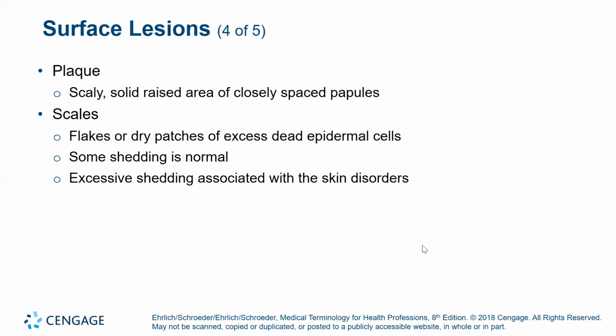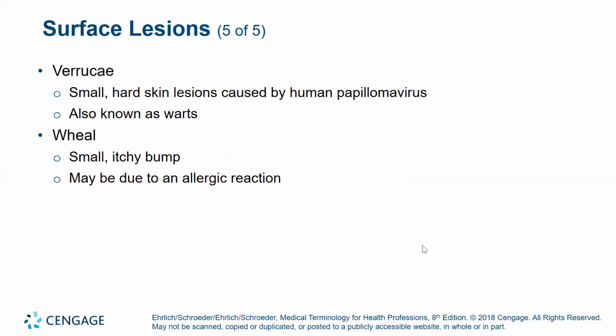Scales, this would be such as psoriasis. This is where flakes or dry patches of excessive dead epidermal cells. So excessive shedding associated with the skin disorder, like I say, such as psoriasis, would fit in that category. Verruca, it's a small hard skin lesion caused by human papillomavirus, virus I should say, also known as wart. So verruca is also known as a wart. A wheal, maybe due to allergic reaction. So it's that itchy bump. It's usually small.